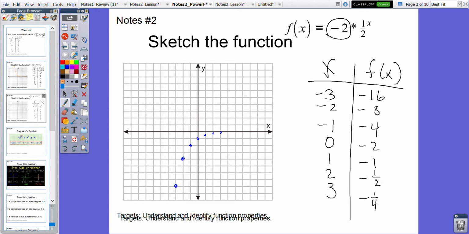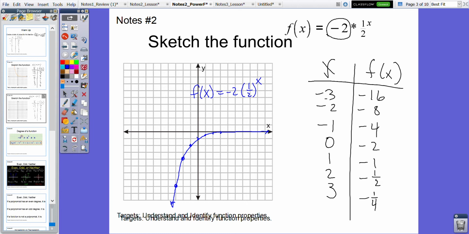And once again, because it's exponential, we connect all of these into a curve. You can get real close to 0, but not quite get there. So that's f of x equals -2 times 1/2 to the x power.